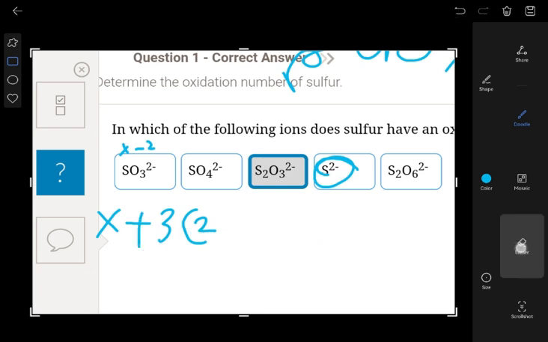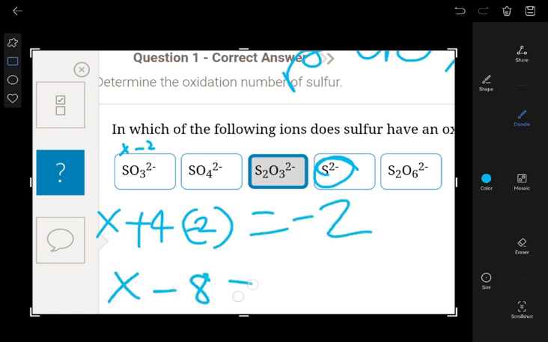We'll try it again here. Instead of 3, there's going to be 4. That's the only difference. So X plus 4 times -2 equals -2. X minus 8 equals -2. X is 6. This is still not what we're looking for.